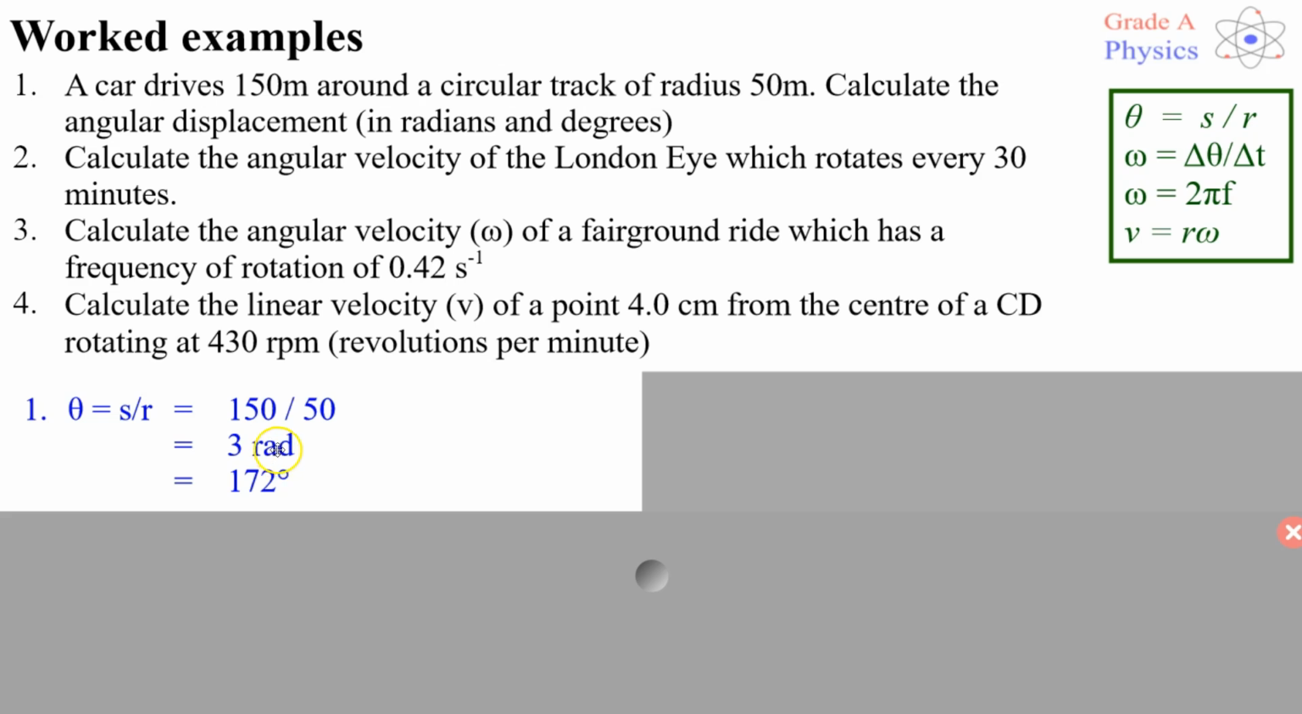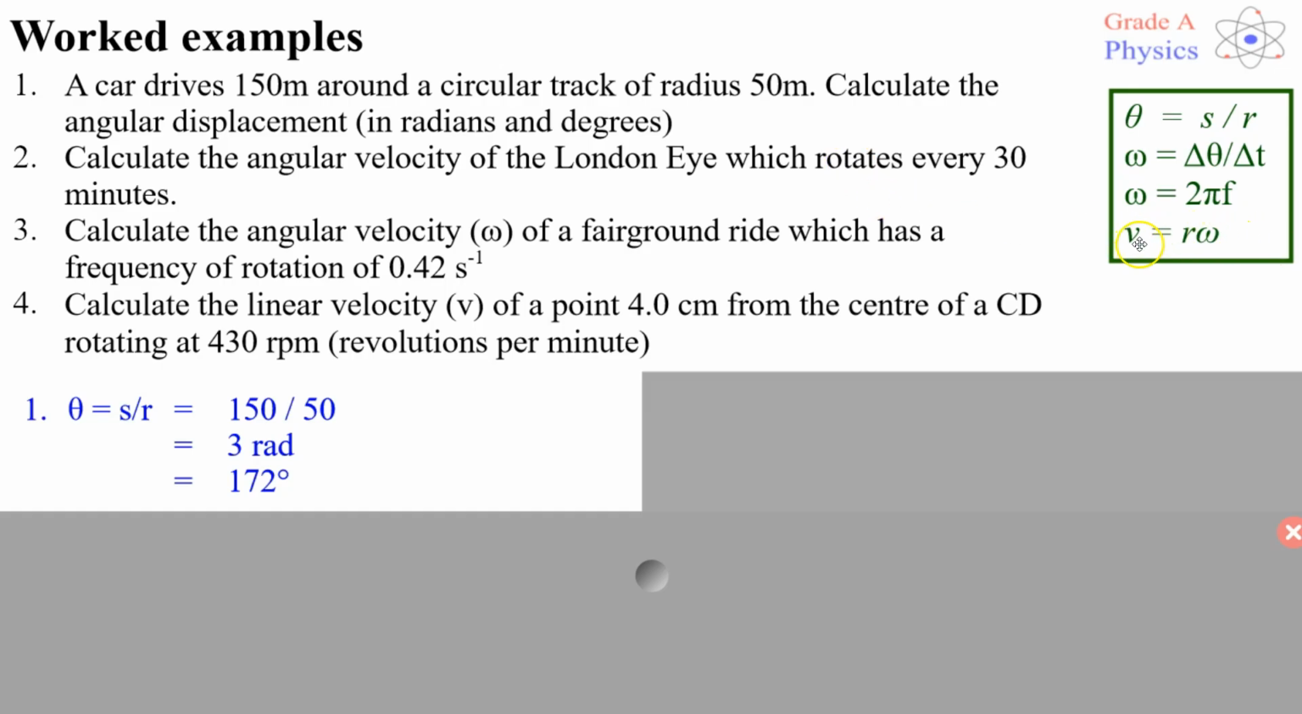Bear in mind that for radians, there's no actual unit because it's a ratio of lengths, but sometimes just to remind us that it is angular displacement, we could write rad for radians. Sometimes, more of a maths thing, they write a little c with superscript, but we would normally write rad in physics. And then we can convert it by multiplying by pi and dividing by 180, and you should get 172 degrees.